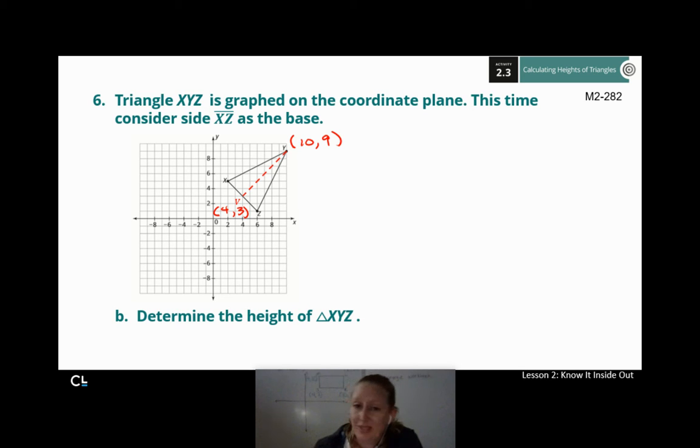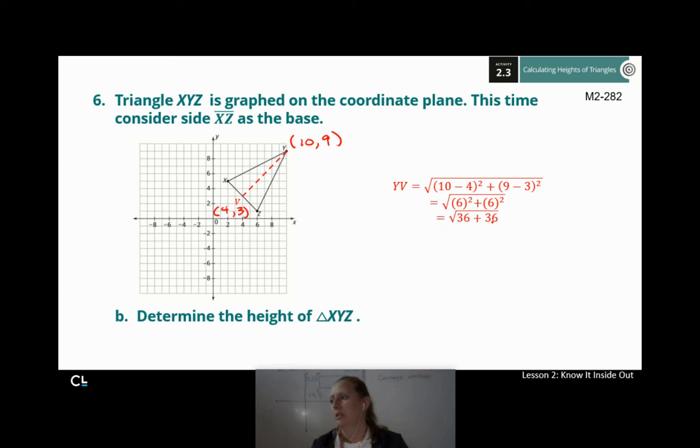You ready? Did you use the distance formula? I know I did. So I'm going to use the distance formula. I'm going to subtract my x's, 10 minus 4. I'm going to subtract my y's, 9 minus 3. And this worked out pretty well. 10 minus 4 is 6. 9 minus 3 is also 6. That's nice. 6 squared and 6 squared. So those are both 36. If I add those together, I get 72. And so the square root of 72 is about 8.49.